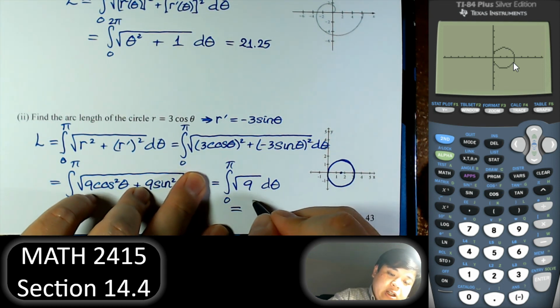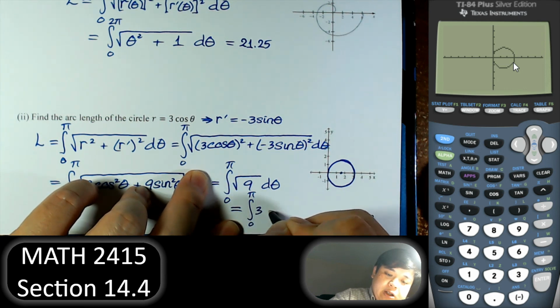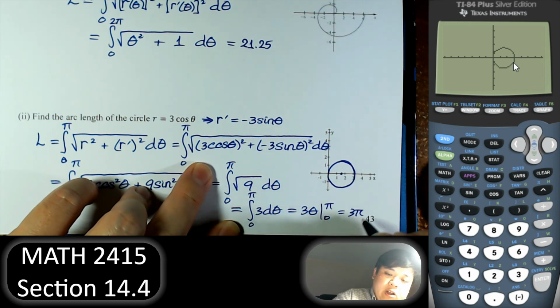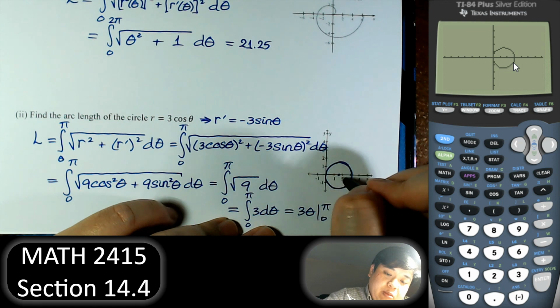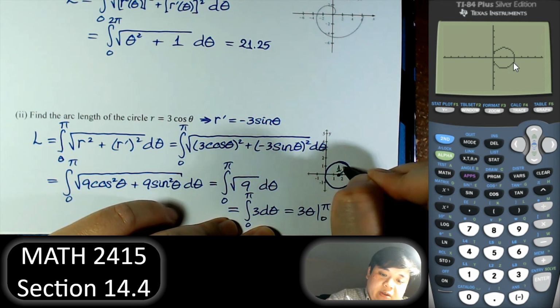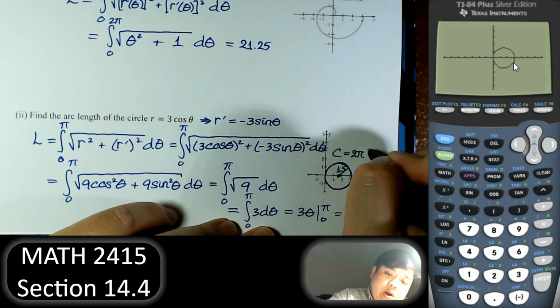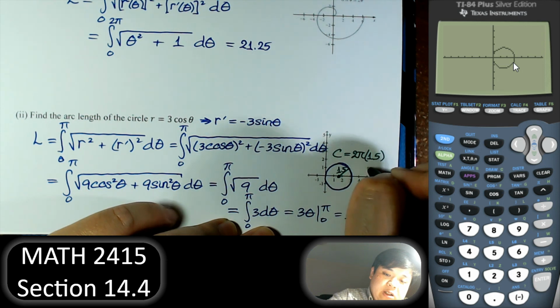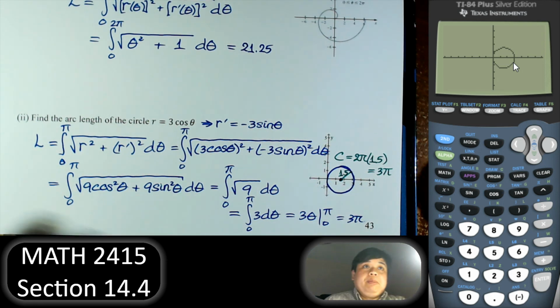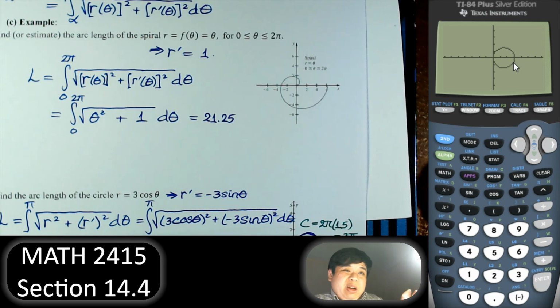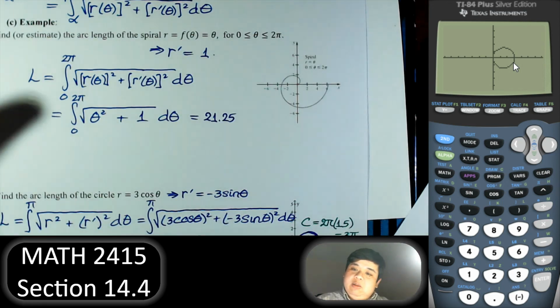The square root of 9 is 3, so we have 3 theta from 0 to pi, so this is 3 pi. I did mention that earlier. The radius is 1.5, and the circumference we did prove earlier, 2 pi times the radius, 1.5, gives us 3 pi. Yeah, so in polar form it's a little bit different, but in parametric form, just take the velocity vector, take the magnitude, integrate. That's pretty much it.